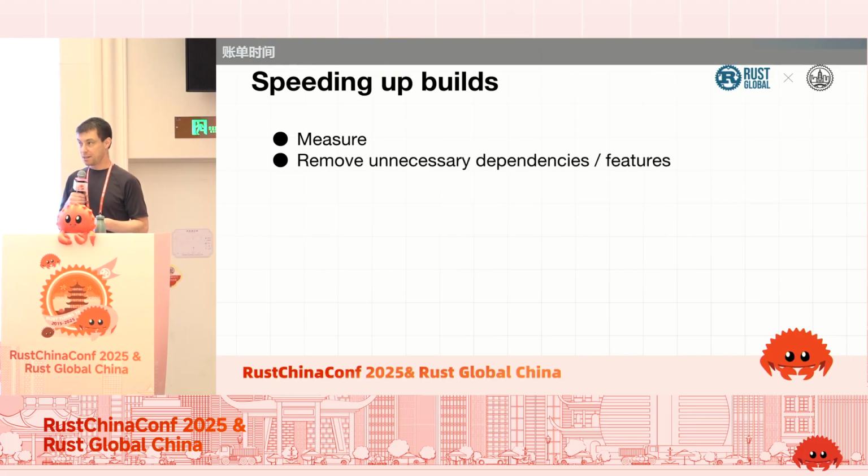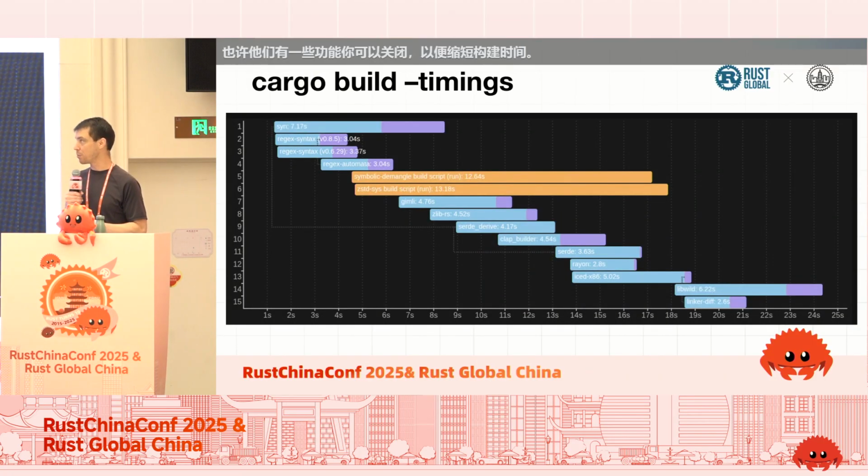Removing unnecessary dependencies. So if you've got some dependencies that are large and take a long time to compile, maybe you're not using all of them. Maybe they have some features you can turn off in order to cut down their build times. One good way to figure out where you can cut costs is by running cargo build --timings, which generates an HTML page that has a whole bunch of useful content, including something that looks like this.